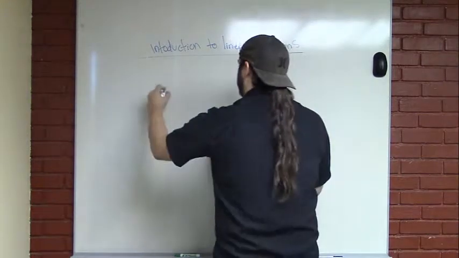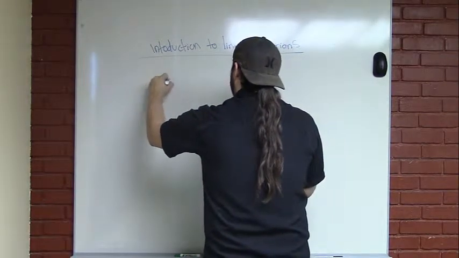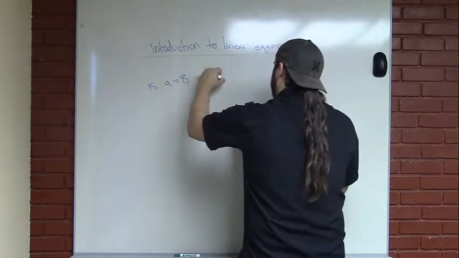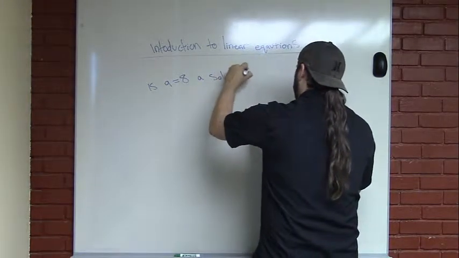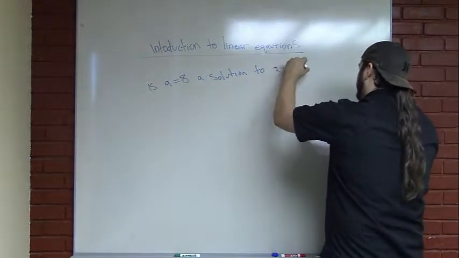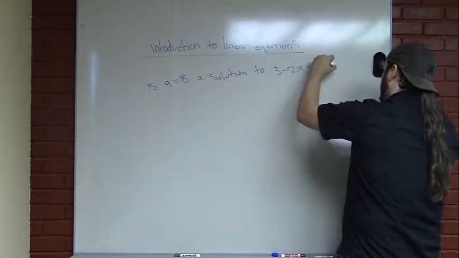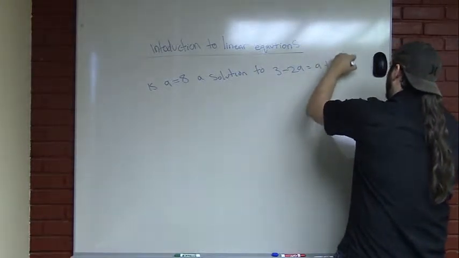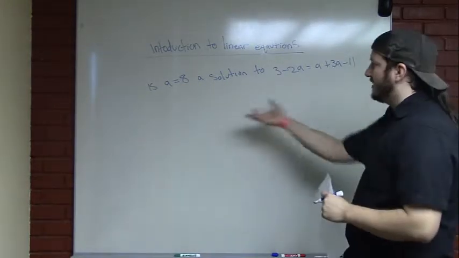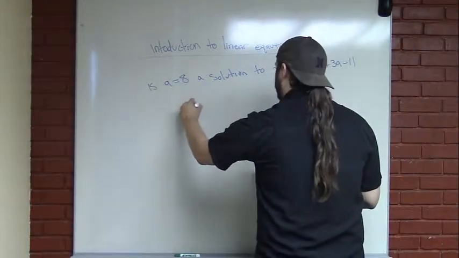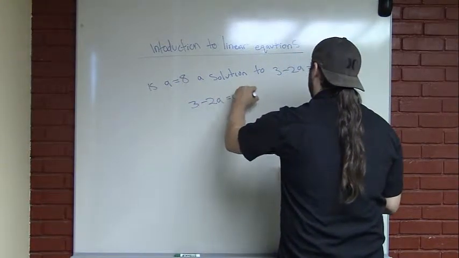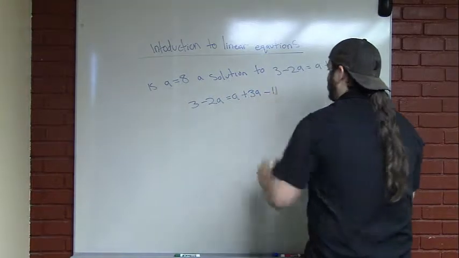All right, so is a equals 8 a solution to 3 minus 2a equals a plus 3a minus 11? All right, so we got a bigger guy here. So again, just rewrite this somewhere over here. So we have 3 minus 2a equals a plus 3a minus 11.